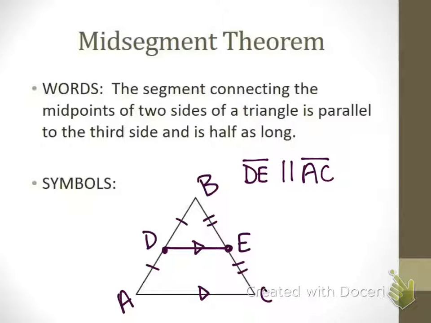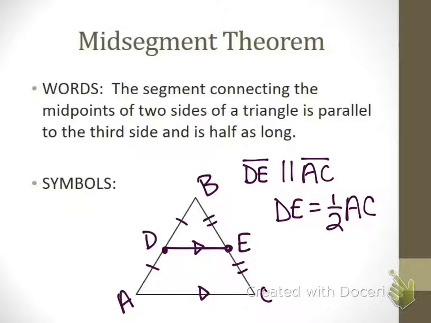Those two sides are going to be parallel to each other. And it is half as long. So that means that the length of DE is half the length of which side? AC, still the side that it does not touch. So the length of DE, or the distance between D and E, is half that of AC.